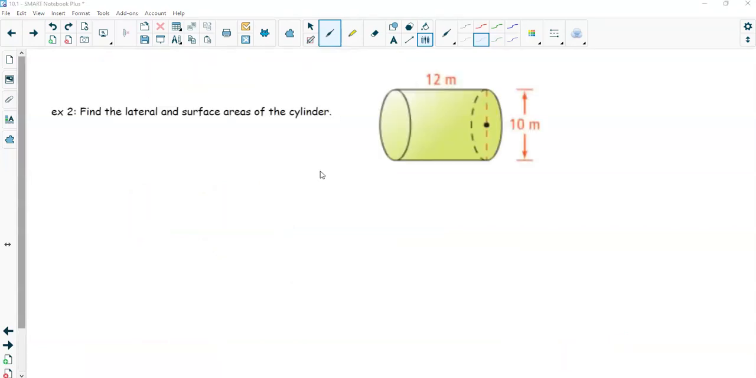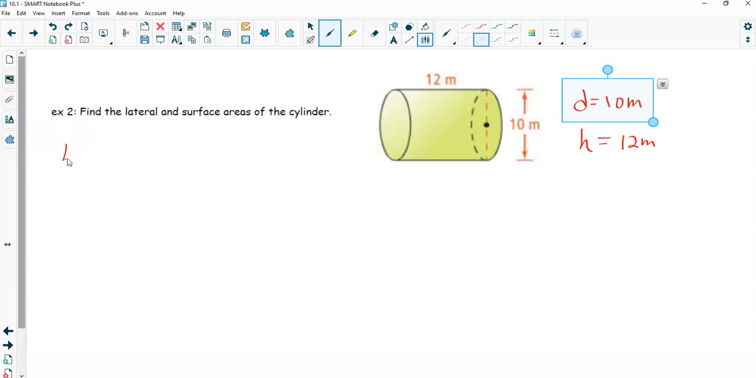Let me give you an example. Here they gave me this cylinder, where they gave me the diameter of the circle. Let's write it down. The diameter is equal to 10 meters, while the height is equal to 12 meters. What do we need? Well, to find the lateral and surface area.